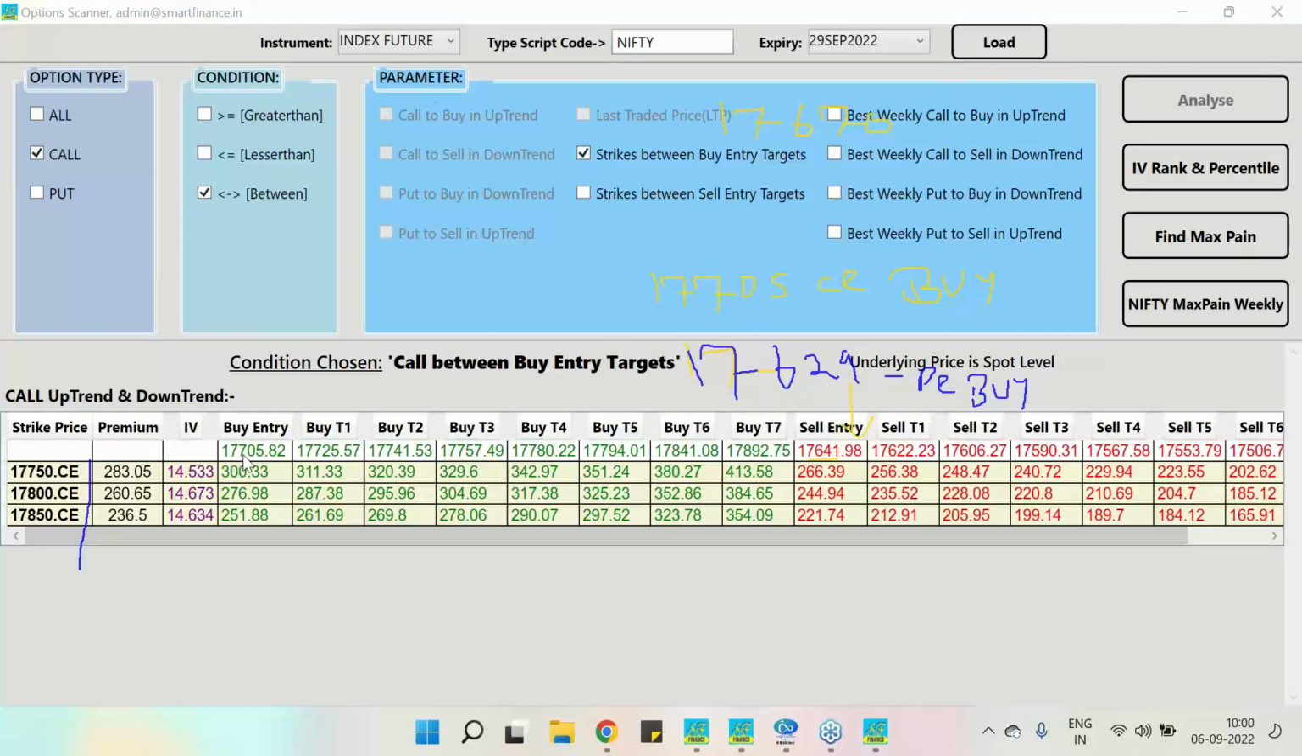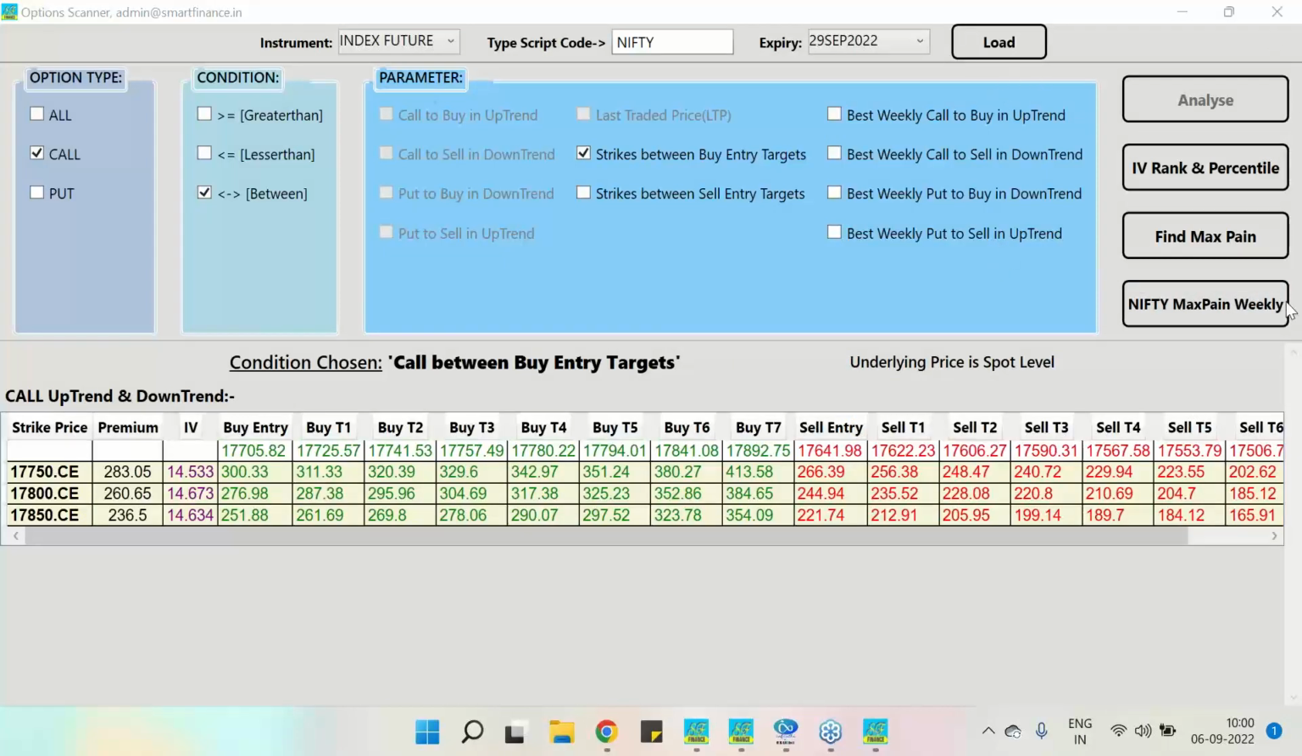When the Nifty spot touches 17,706, call buy should be initiated. When the Nifty spot falls down to 17,629, put buy should be initiated. This is for option buyers. Option sellers, I can take it in some other session.